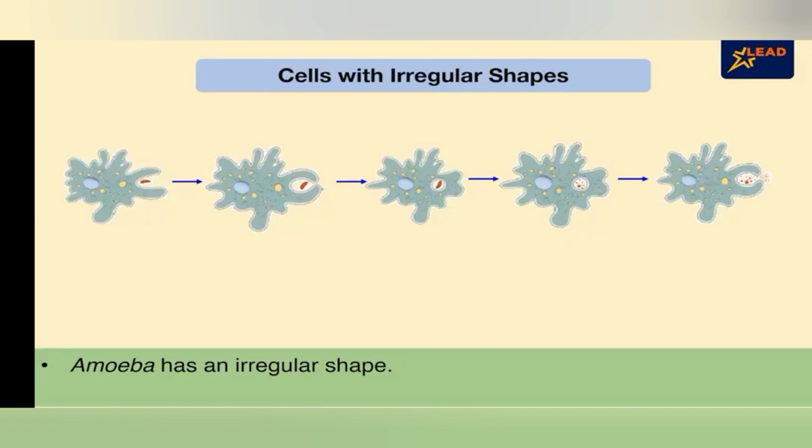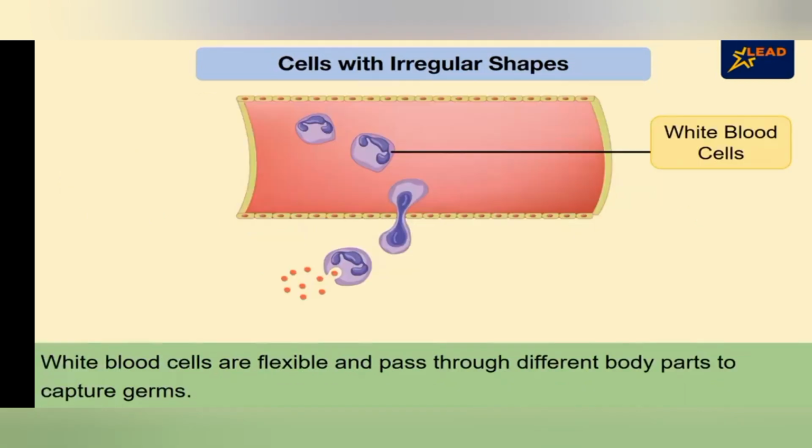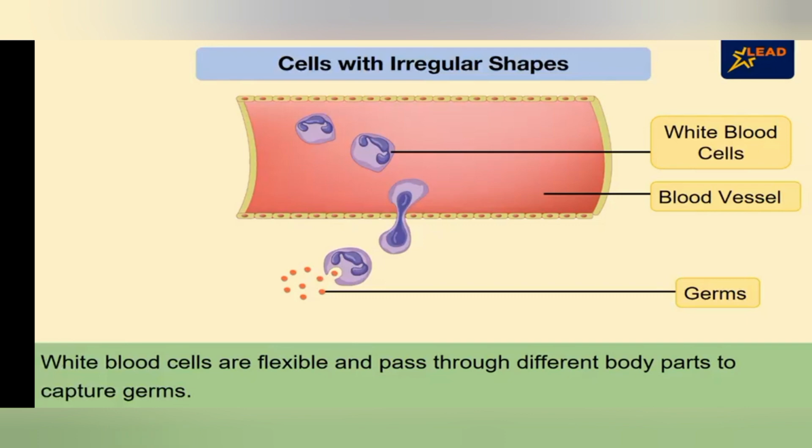Amoeba is a unicellular organism that has an irregular shape. The cell forms a finger-like projection called pseudopodia that helps in engulfing a food particle. White blood cells also have an irregular shape. Their shape makes them flexible and helps them to pass through different body parts so that they can capture germs.